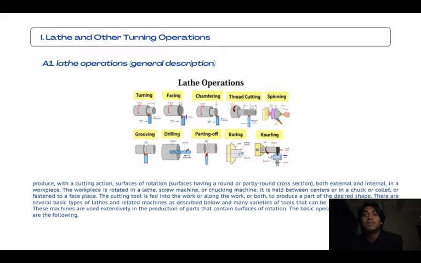The cutting tool is fed into the work, or along the work, or both, to produce a part of the desired shape. There are several basic types of lathes and related machines, as described below, and many varieties of tools that can be fed against the workpiece. These machines are used extensively in the production of parts that contain surfaces of rotation. The basic operations performed on lathes are the following.